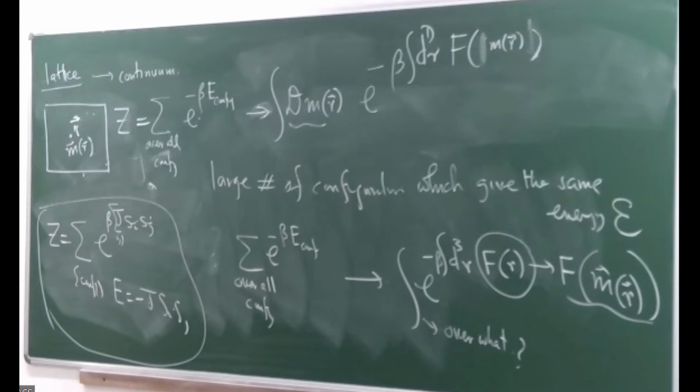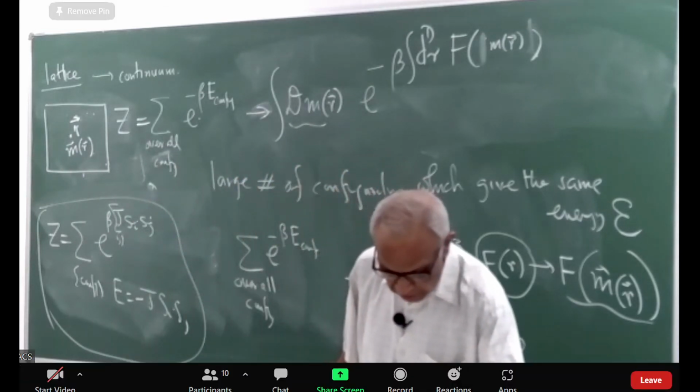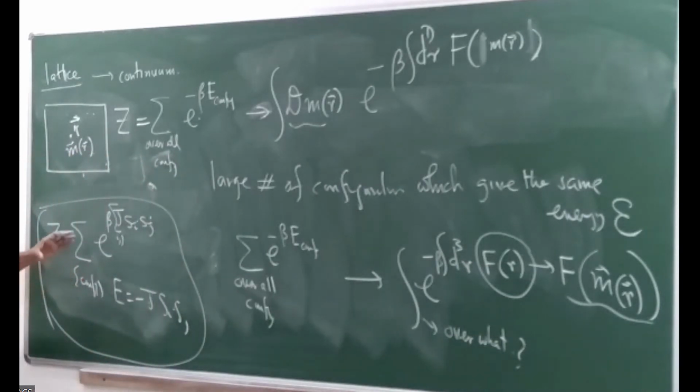That picture has changed. The picture has changed to a continuous distribution, a continuum description, where instead of the spin at site i, I talk about magnetization around this point r. Magnetization is a generic word. It can be the density fluctuations in the liquid-gas system that we talked about, or it could be a magnetic system.